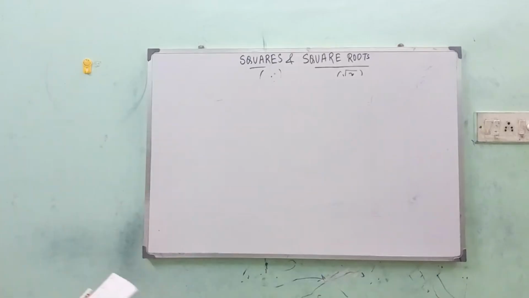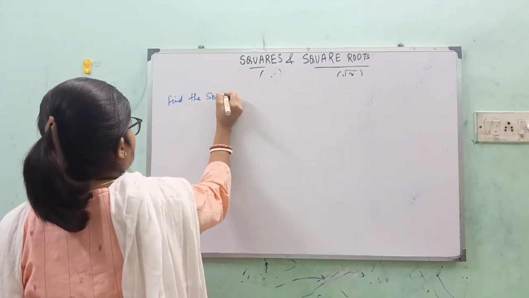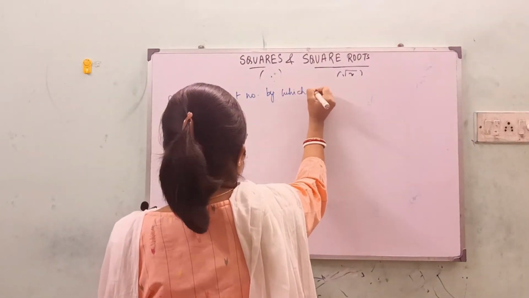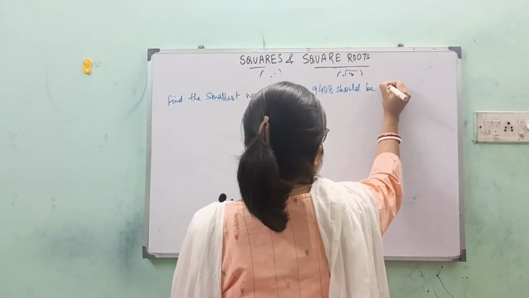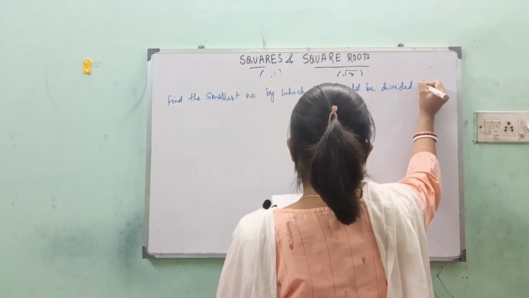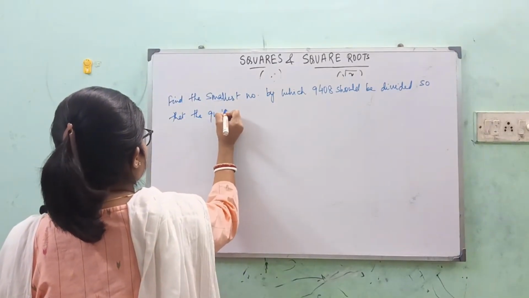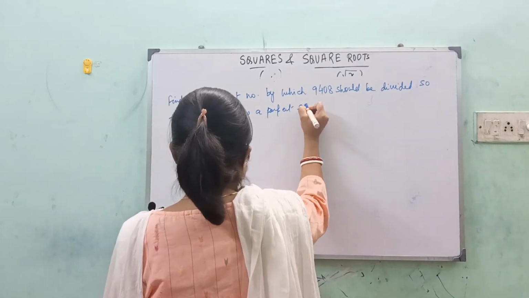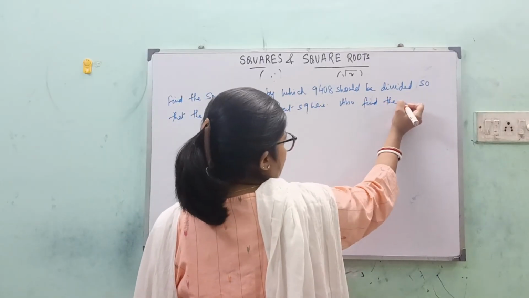Now, a little question. Find the smallest number by which 9408 should be divided so that the quotient is a perfect square. Also find the square root.